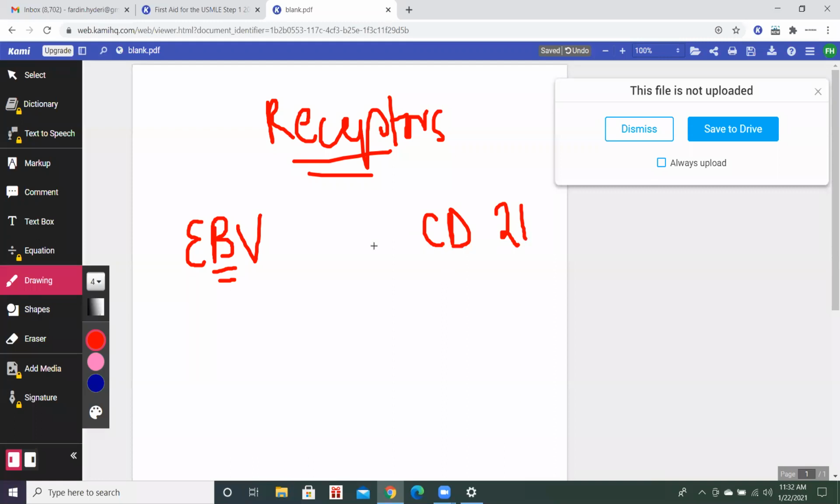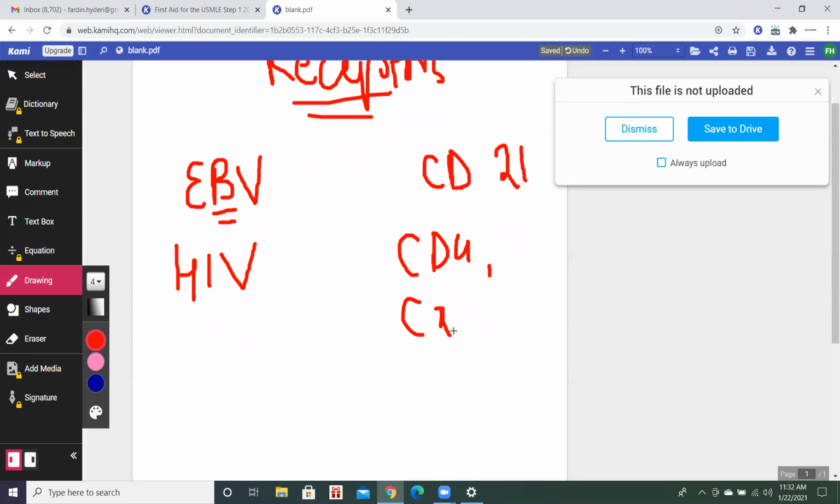Next one is HIV. What are the receptors for HIV? CD4 is number one. Then, which others? You remember CXCR4 and CCR5? We talked about this in the previous chapter, right? CXCR4 and CCR5.